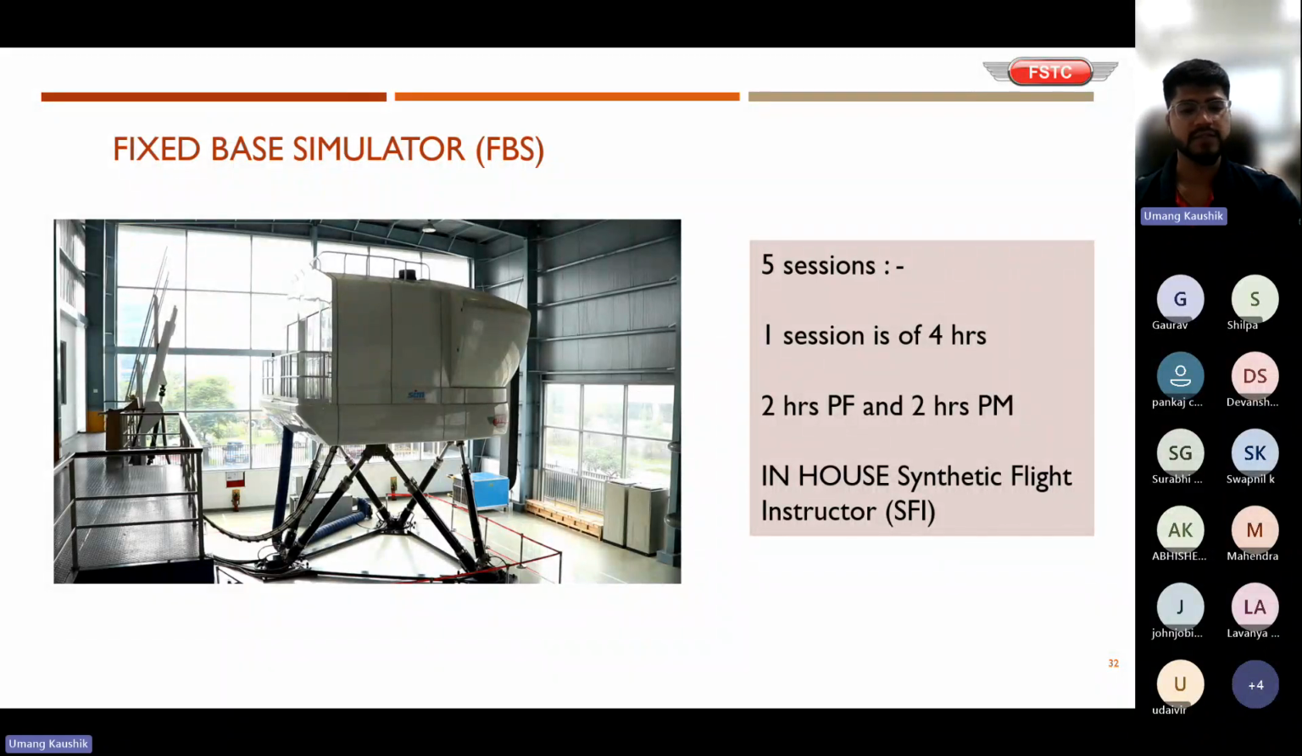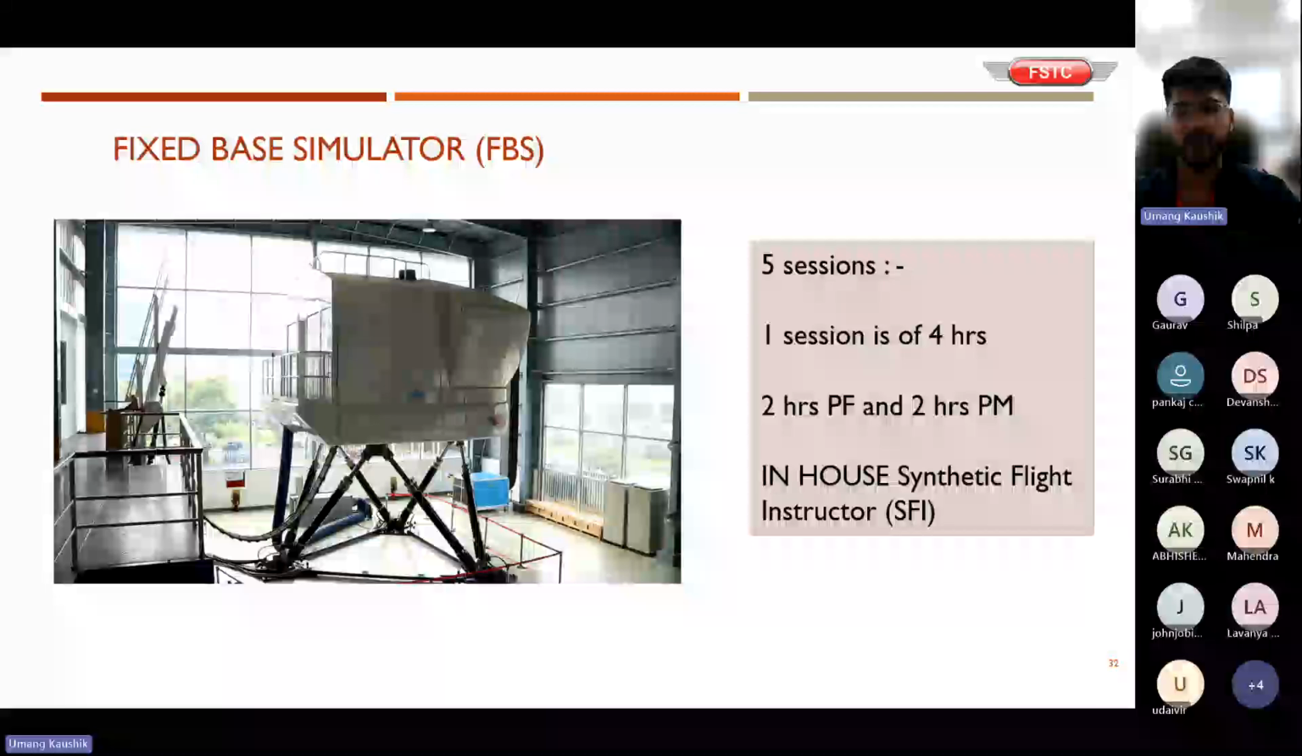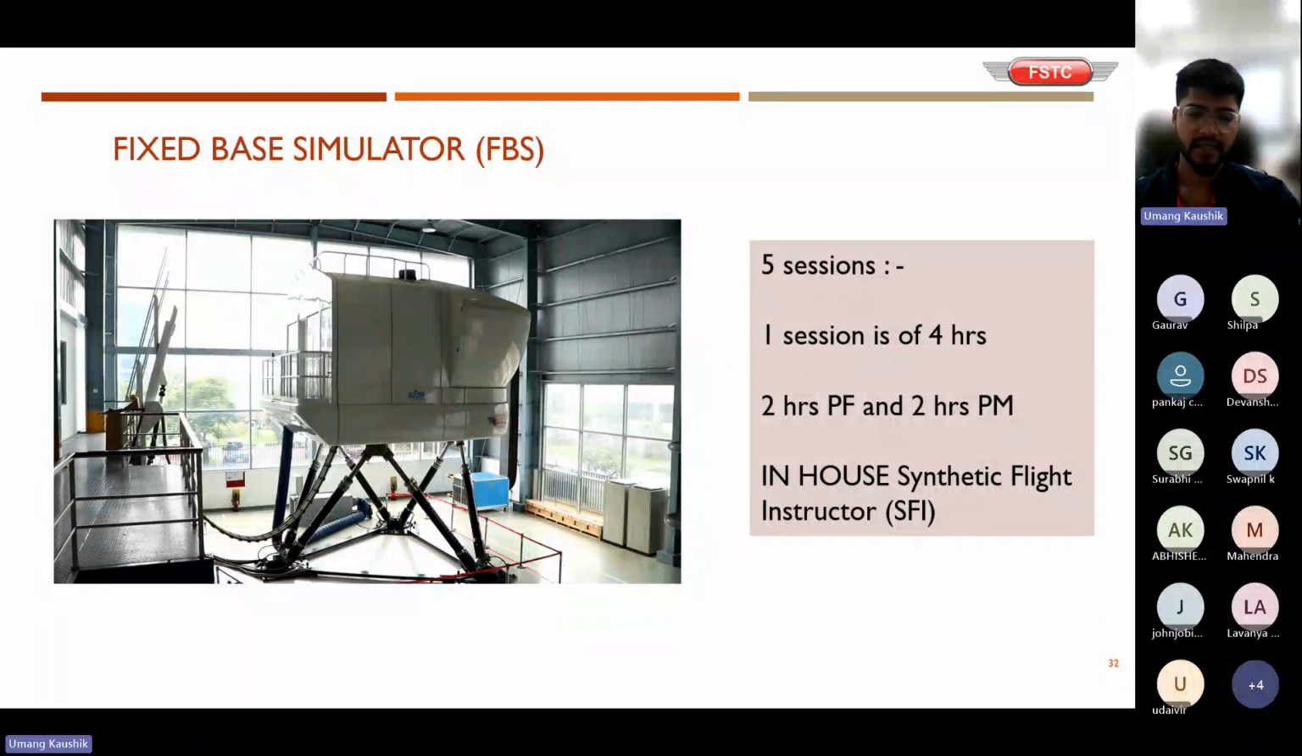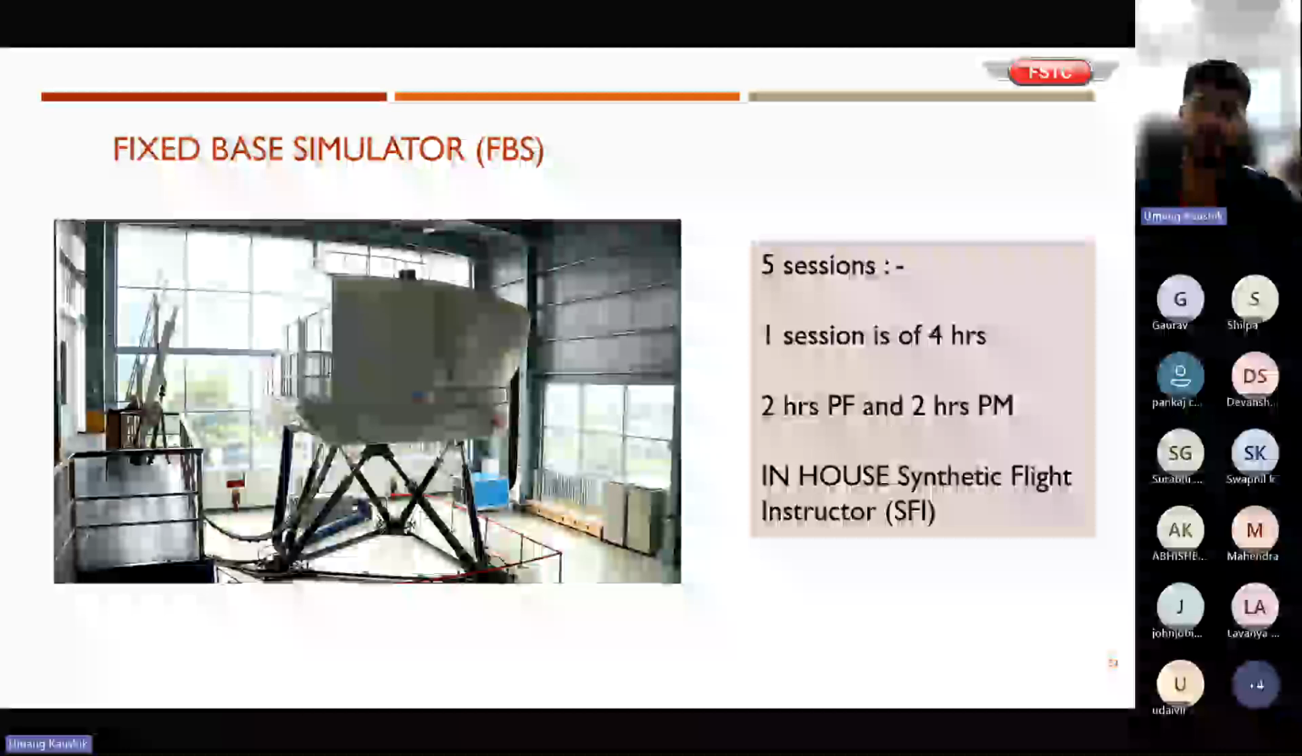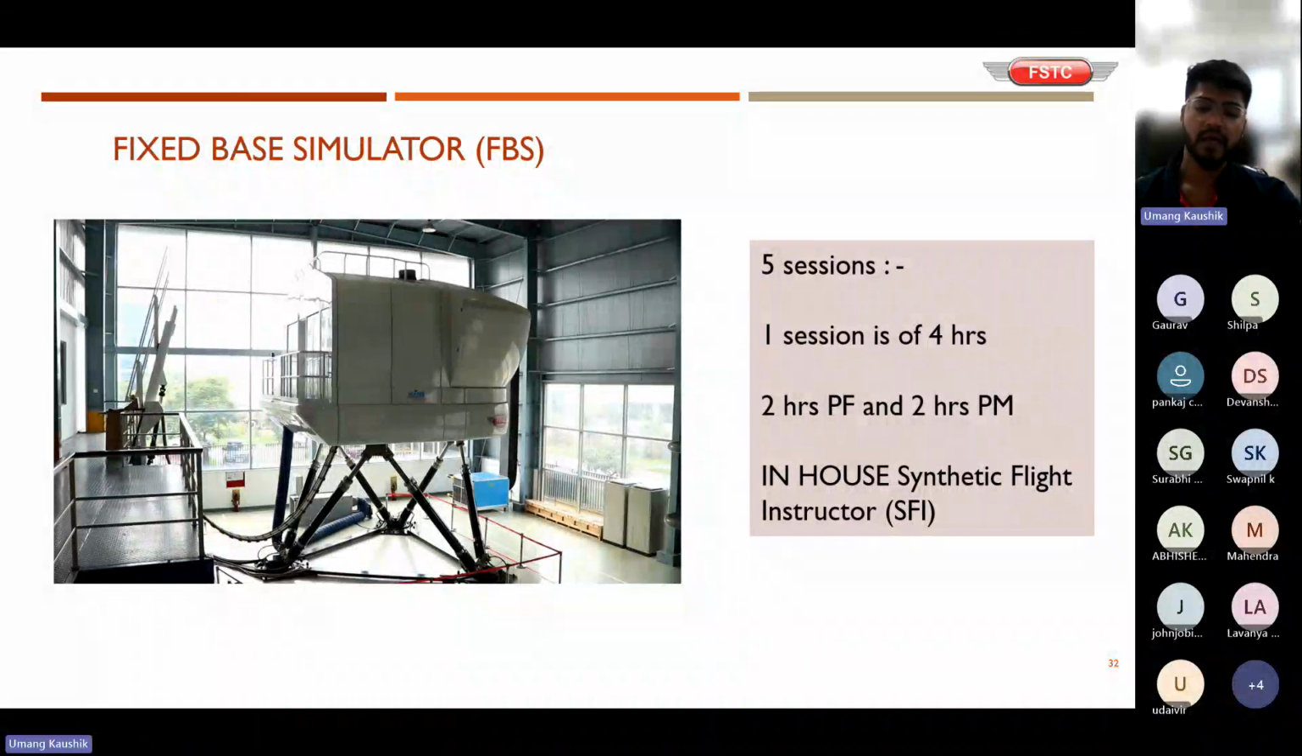And you will have 5 sessions. One session is 4 hours each, 2 hours of pilot flying, 2 hours of pilot monitoring, with in-house SFIs. So what does in-house SFIs mean? The best part if you join FSTC is that all our instructors, whether ground instructor, SFI, or SFE, are in-house. In-house means we have already inducted them with us.